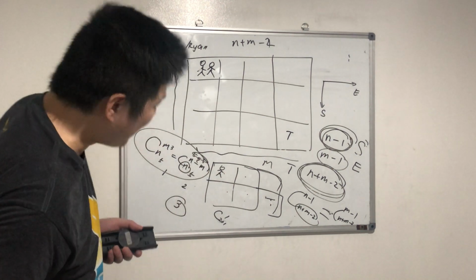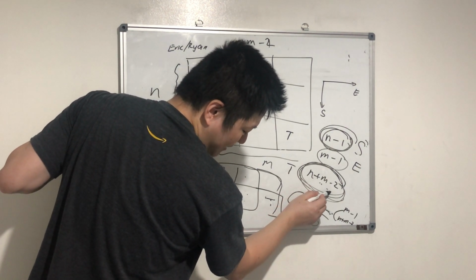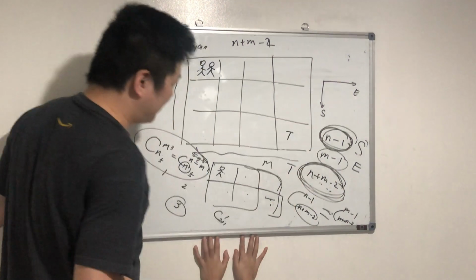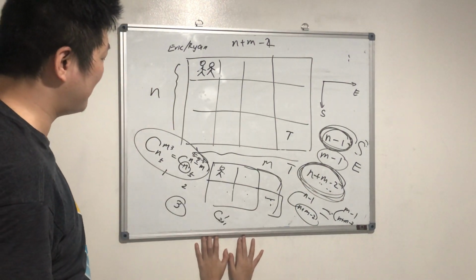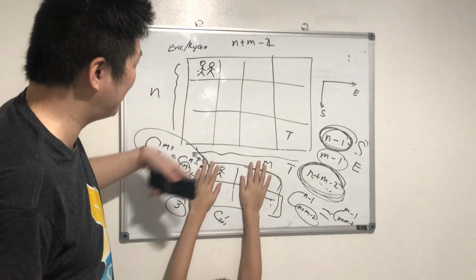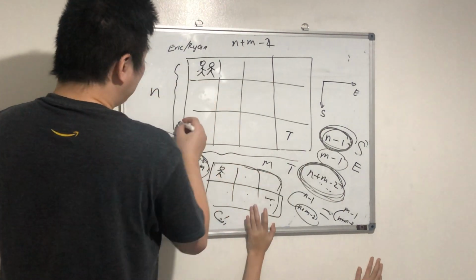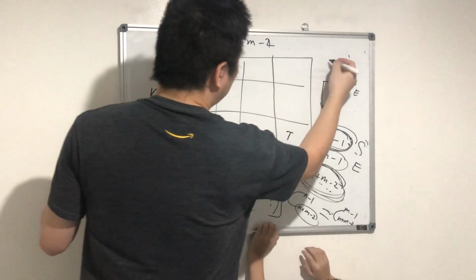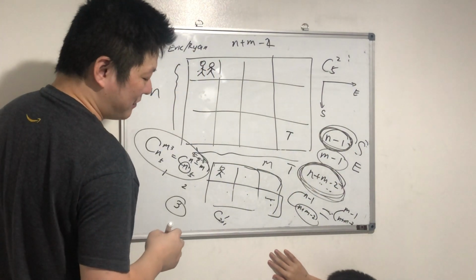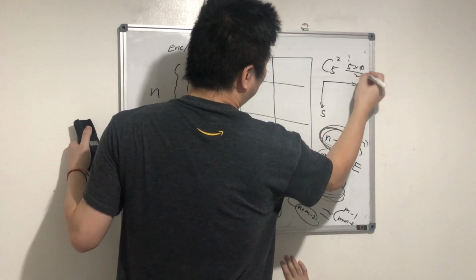Got it? So look, the total number of apples is n plus m minus 2, right? I want to pick n minus 1 apple to decide to go to the south. So this is the number of ways. Do you get it? So how many ways of this? Look, n is 3, m is 4. So C 5, 2. What's C 5, 2? 5 times 4 divided by 2 is 10 ways.